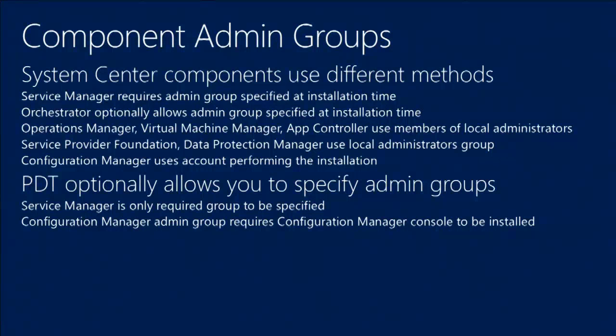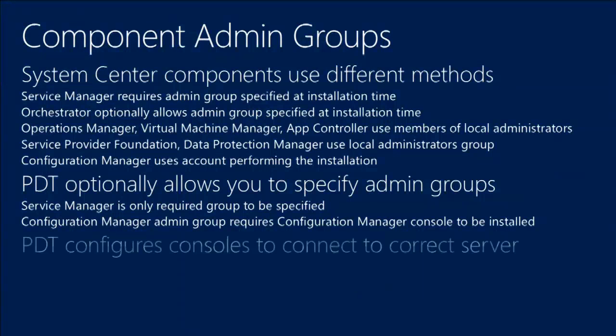PDT optionally allows you to specify the admin groups that should be used. The only one that's required is Service Manager, because that's the only one that's actually required by the core installation itself. But you can choose to specify additional admin groups, and at the end of the installation, it will go and add those. So as soon as you have the console, if you're in that group, you'll be able to connect. Slight oddity, to do this with Config Manager, you have to install the console. The PowerShell for Configuration Manager is installed as part of the console, and it's the PowerShell that we use to add the admin group. So if you don't install a Config Manager console and you specify an admin group, it doesn't get added.